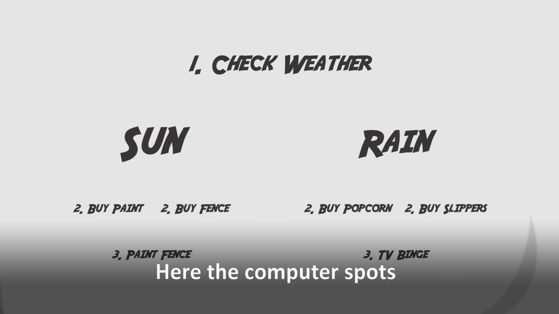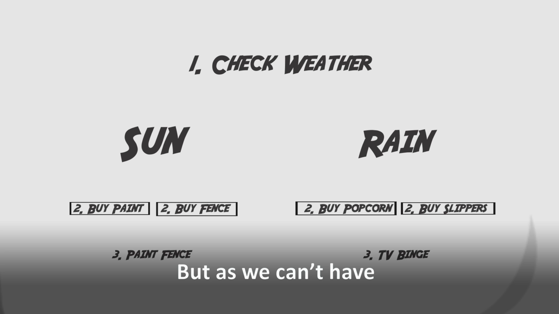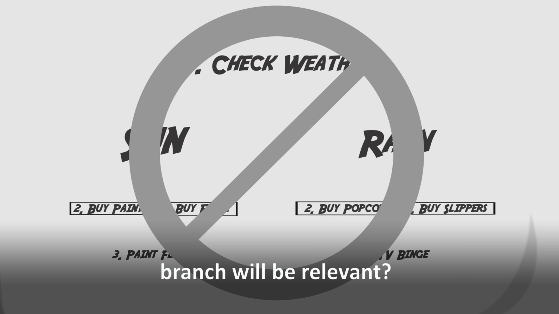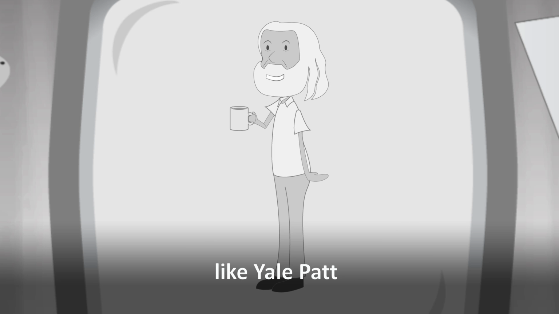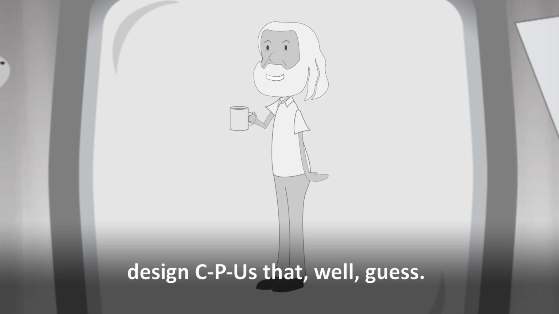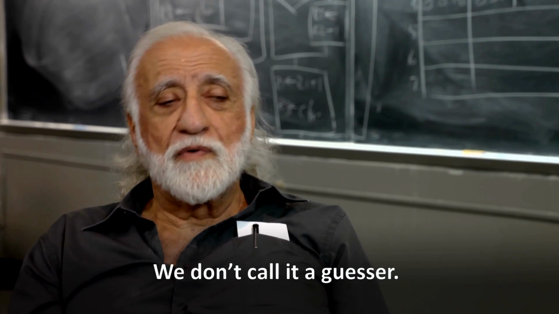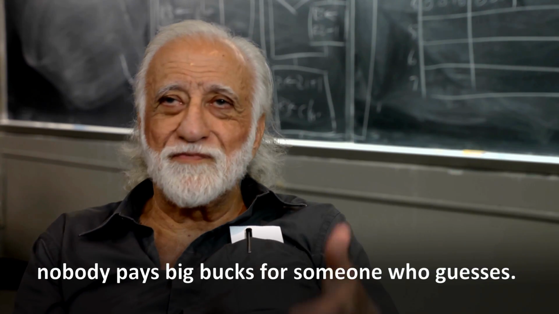Here, the computer spots 4 instructions that can be done simultaneously. But as we can't have both rain and no rain, doing all 4 instructions is a waste of time. So how does the computer know which branch will be relevant? The answer is that micro-architects like Yale Patt design CPUs that, well, guess. The better the rate of correct guesses, the faster the processor. We don't call it a guesser, we call it a predictor because, you know, nobody pays big bucks for someone who guesses.